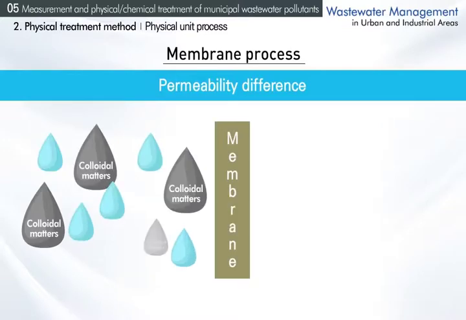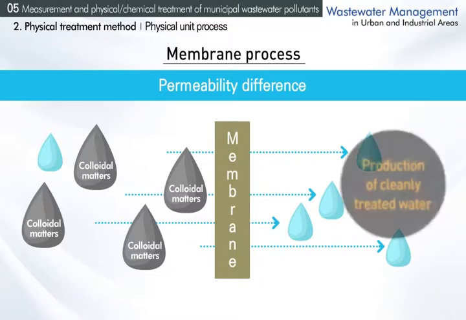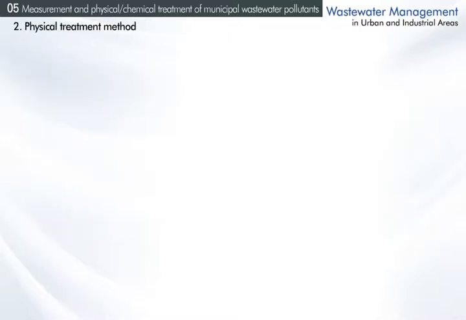For example, if it is easier for water to pass through membrane than colloid particles when treating colloidal pollutants from municipal wastewater by membrane process, a relatively greater amount of water than colloid particles pass through membrane. Then, clean treated water with colloid particles eliminated can be produced.